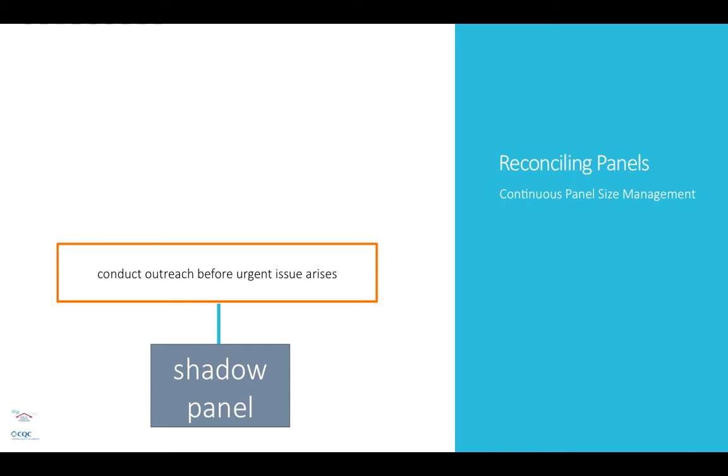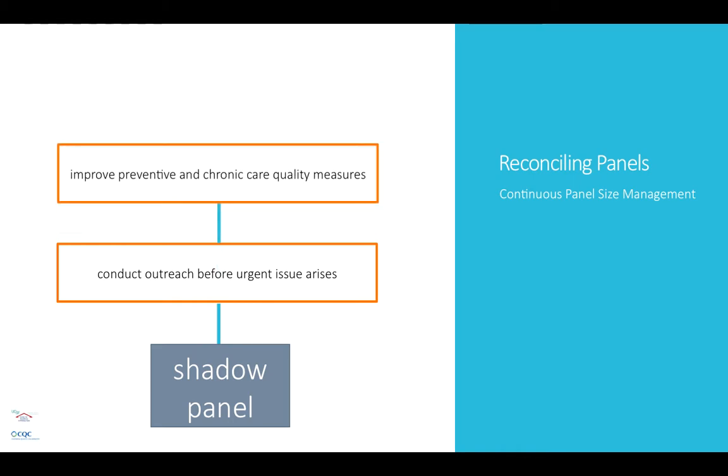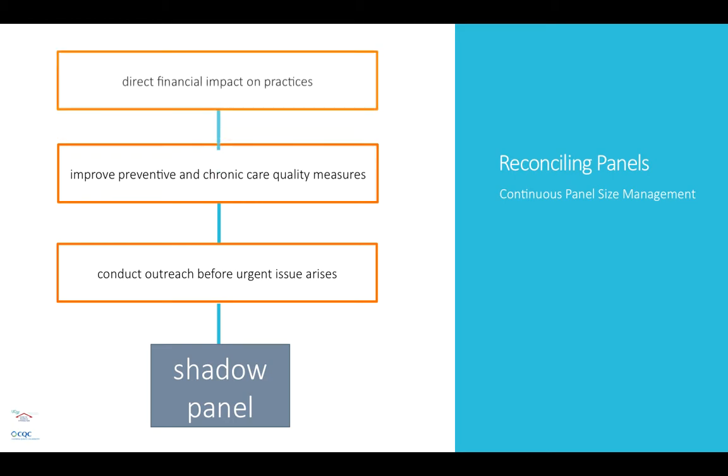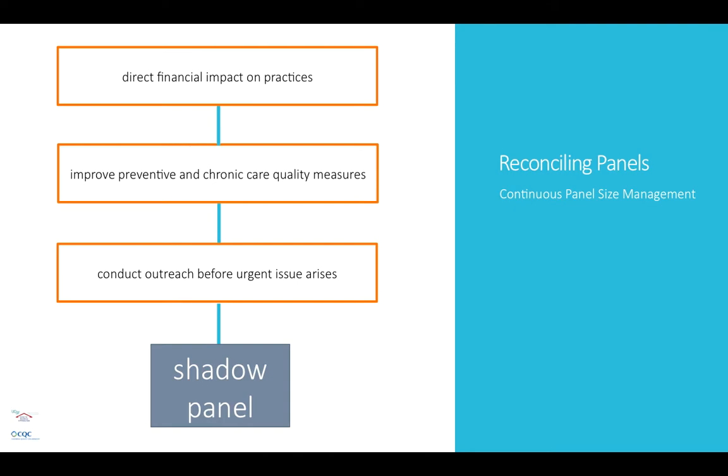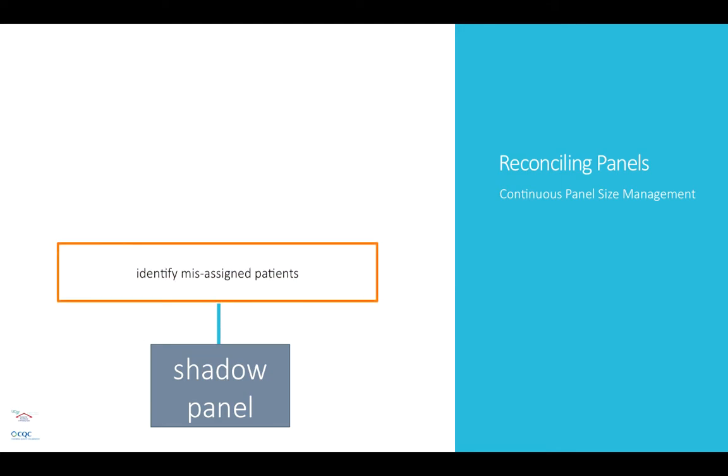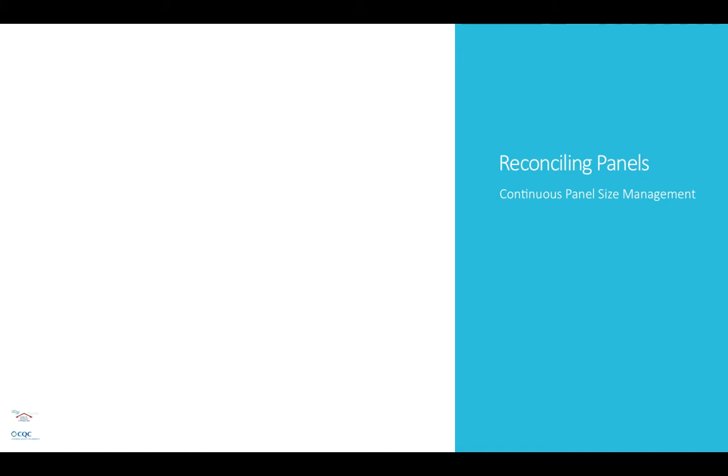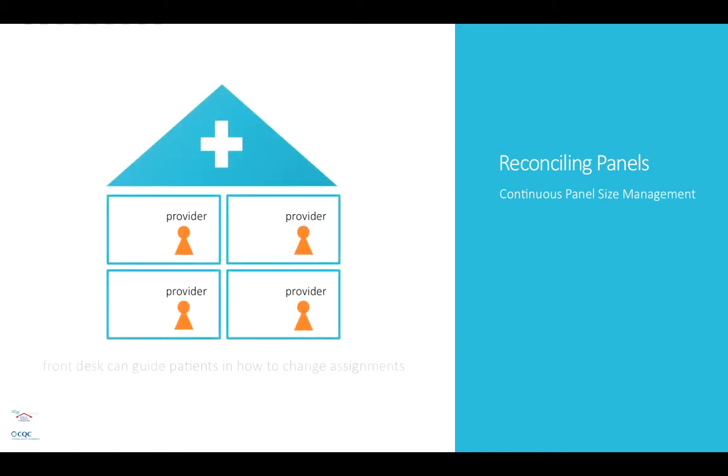Proactive outreach to shadow panels may help to improve preventive and chronic care quality measures, which can have direct financial impact on practices if a portion of their income is through value-based payments. In addition, outreach calls can identify patients who have been misassigned to the practice. Front office staff have an important role to play in reconciling practice and health plan panels.